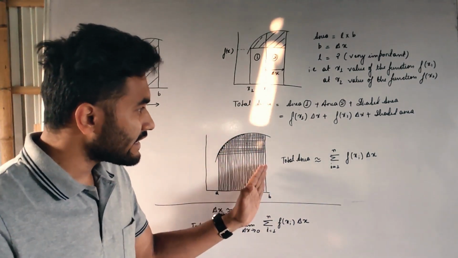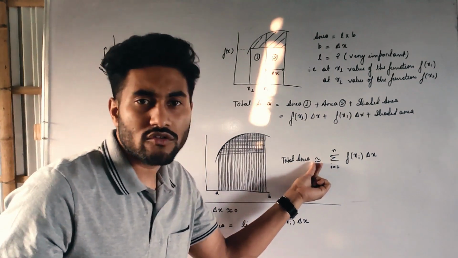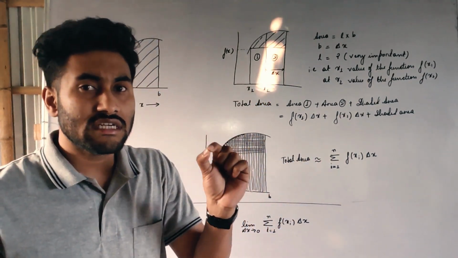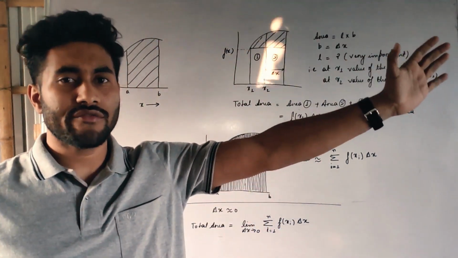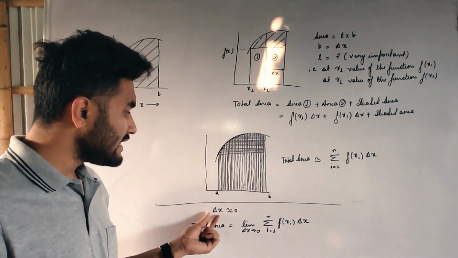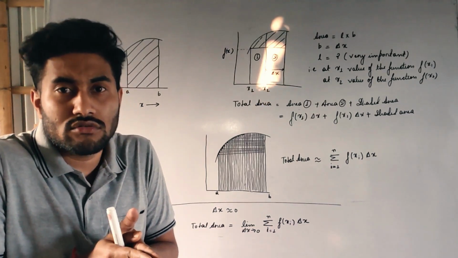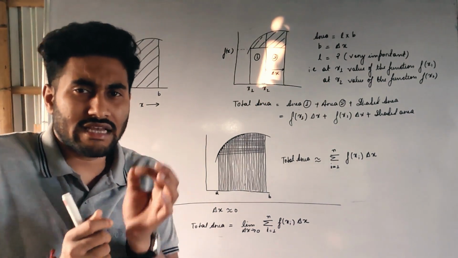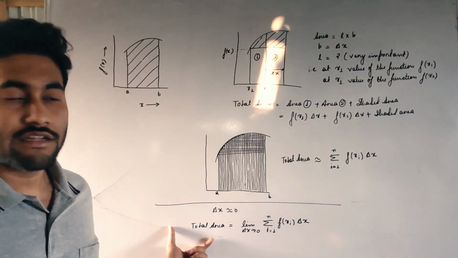If we considered n rectangles, there was a negligible amount of shaded area. Now if we consider an infinite number of rectangles, this shaded area will not stay, because delta x is almost 0. There is no more gap, but it is not exactly 0. So what will be the total area then?